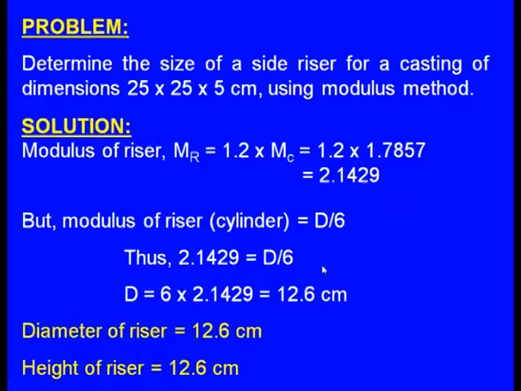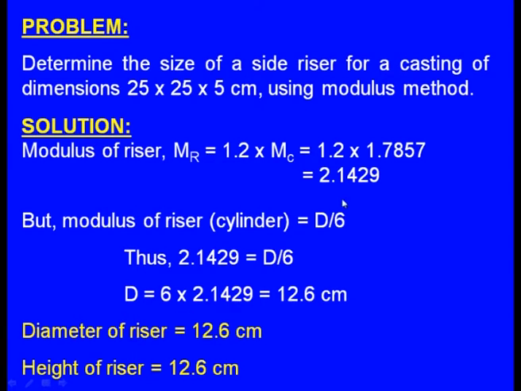Previously we have found out the moduli of some simple geometrical shapes. Among them, the cylinder was there. Do you remember? Just go back. What was the modulus of the cylinder? D by 6. So now we do not have to calculate the volume and the surface area again. Straight away we take the modulus of the cylinder as D by 6. Now the modulus of the riser, that is a cylinder, is equal to D by 6.